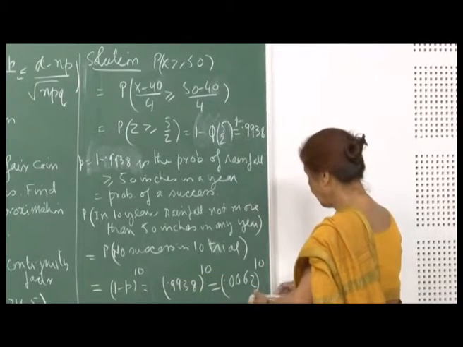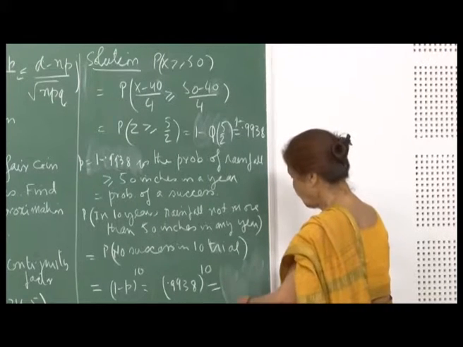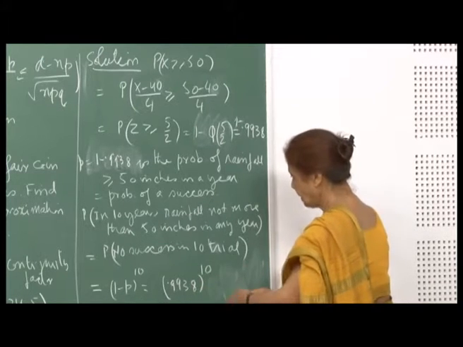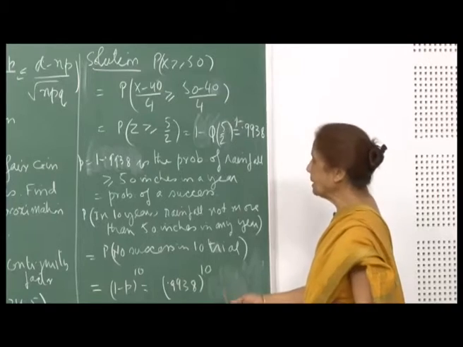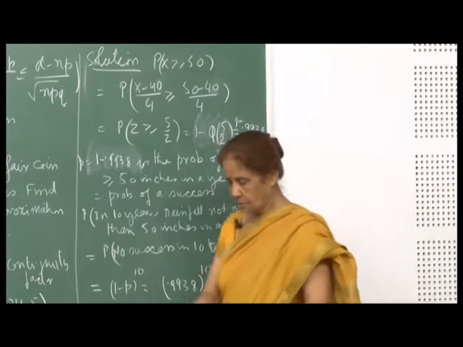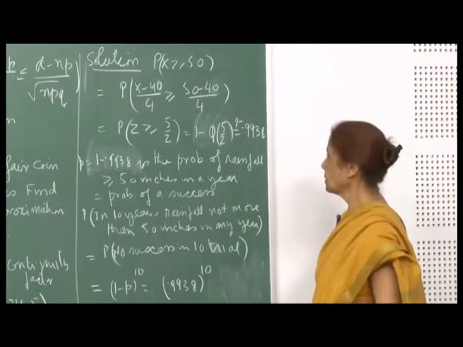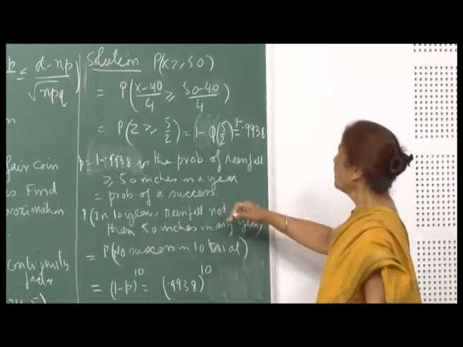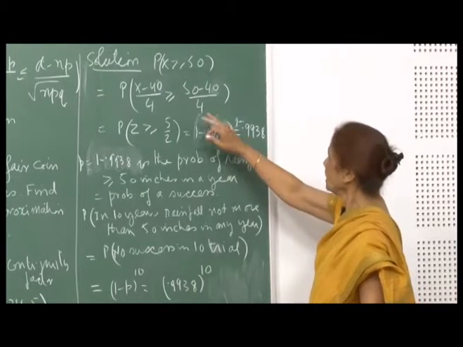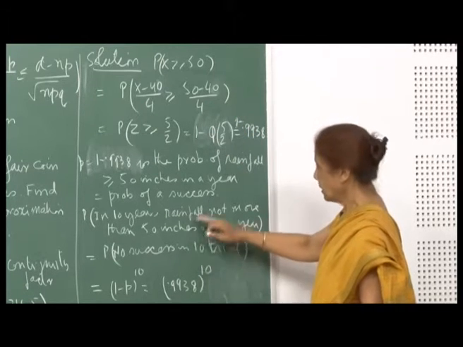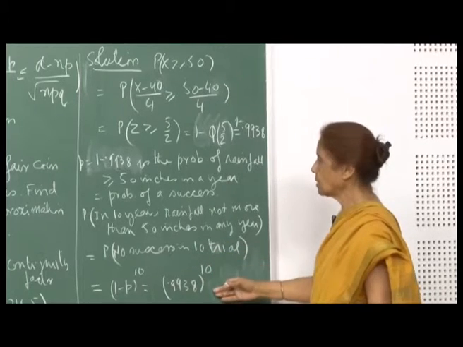Again, please compute this number, because I had made a mistake. Whatever this number is, you can now use your calculators to compute it, and that will be the probability that in 10 years the rainfall will be less than 50. I am just trying to show you how you first use the normal approximation, then the standardization, and then you use the binomial random variable to compute the actual probability.